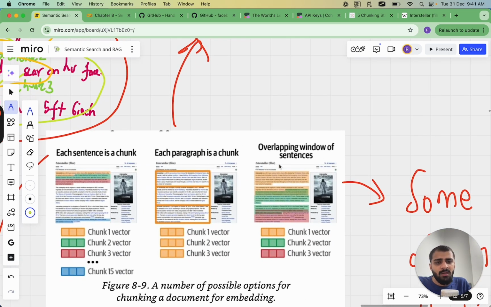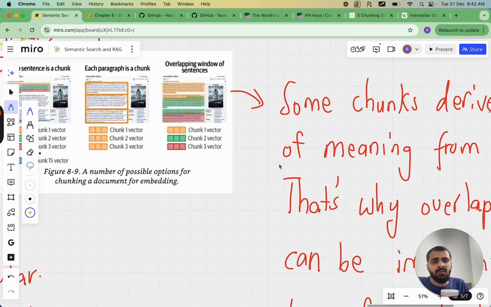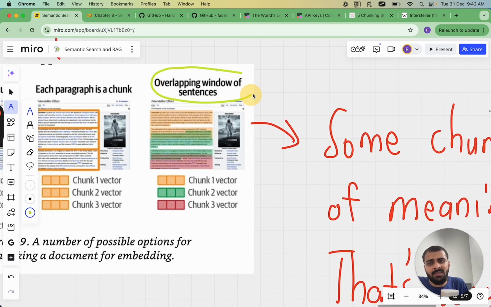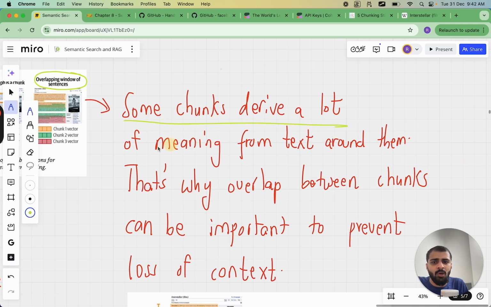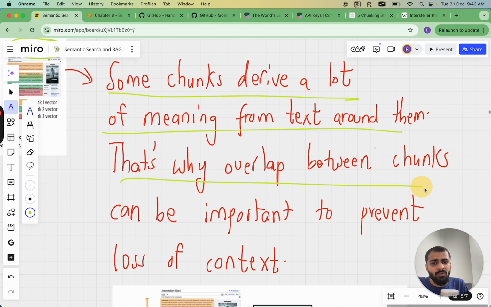So that's the third thing which I have mentioned here. This is overlapping window of sentences. And this is extremely useful because some chunks derive a lot of meaning from text around them. That's why overlap between chunks can be very important to prevent loss of context.